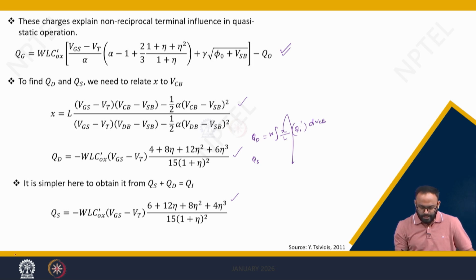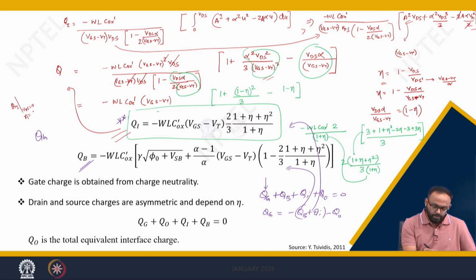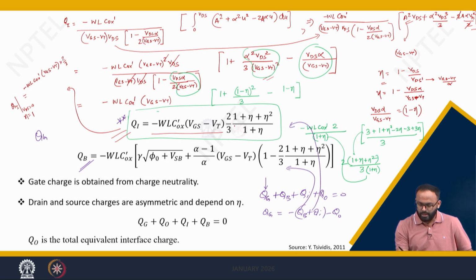For example, let us consider Qi dash only. When VDS is equal to 0, meaning eta is equal to 1, sorry, not 0, VDS 0, eta is equal to 1. This will give you minus W into L into Cox dash into Vgs minus Vt, this quantity, into 2 by 3. If you put eta equal to 1, it is 1 plus 1 plus 1 divided by 1 plus 2.